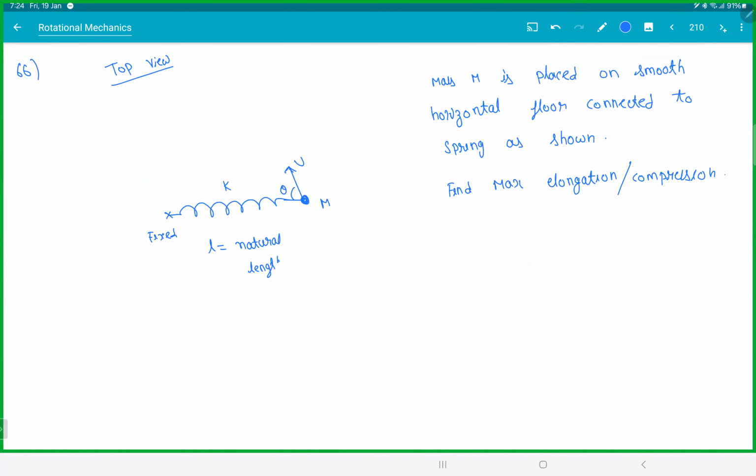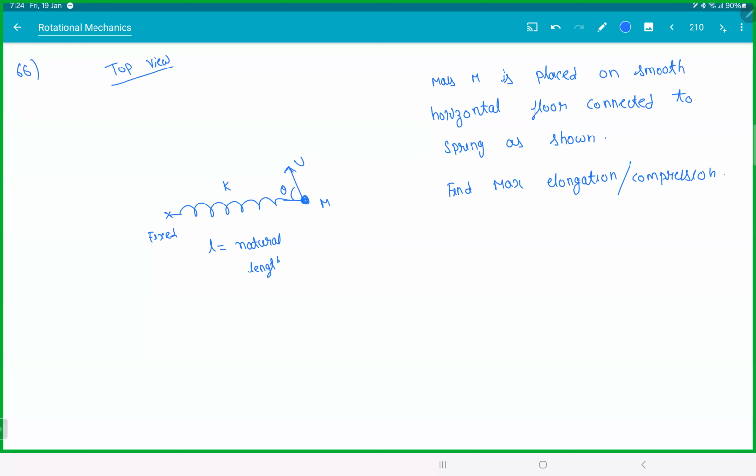So one thing is clear, we have to use conservation, right? Torque and force equations, I can't use here because I don't know the length, everything is messed up. You're asking maximum elongation. These are the words: max elongation, max compression, final speed, final position. You don't care what is happening in the middle.